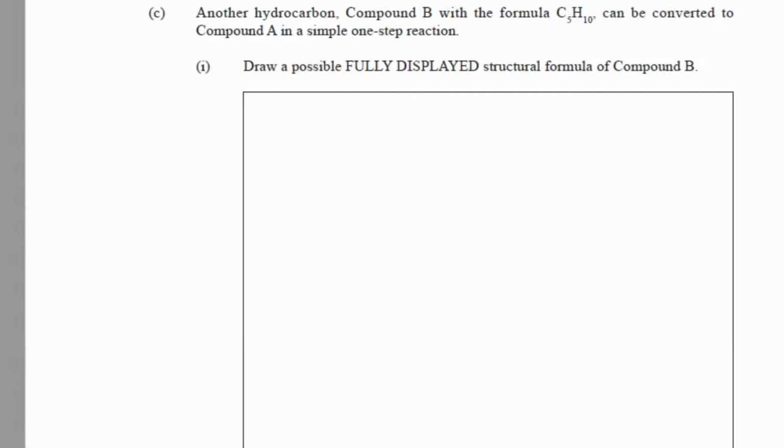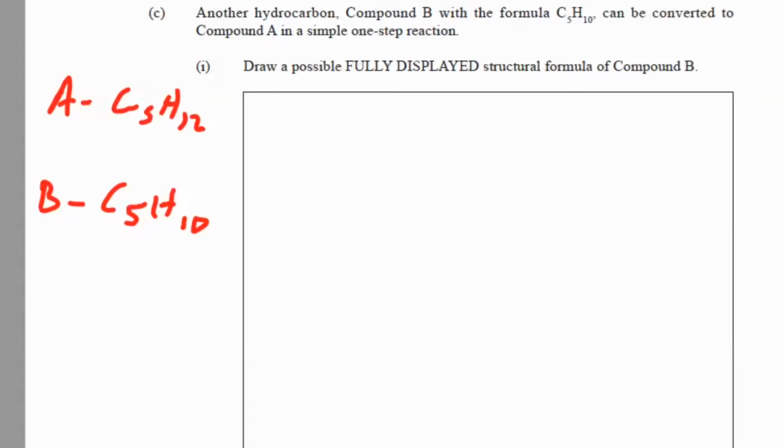C5H10. This is similar to the one we saw earlier. This is similar to compound A. Compound A we said was C5H12, and B is C5H10. And the difference here is just 2 hydrogens. And they're saying that B can be converted to A in a simple one-step reaction. Now, what would the fully displayed structural formula of compound B look like?